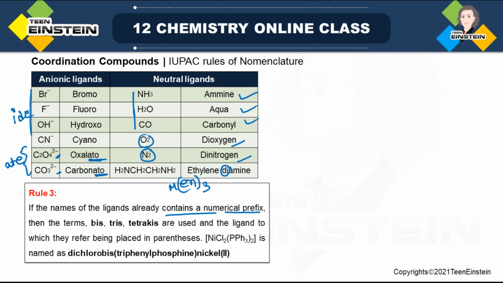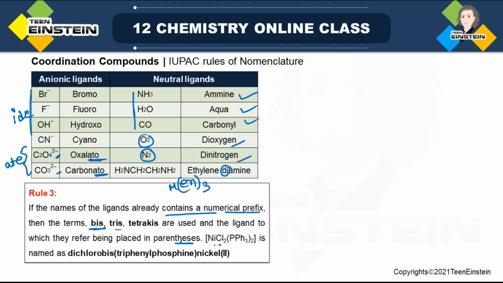So what will you do? You have to use bis if it is 2, tris if it is 3, tetrakis if it is 4. Okay, so the terms are different, and the ligand to which they refer is placed in parentheses. That means after writing bis, next you have to place the name of the ligand within brackets.